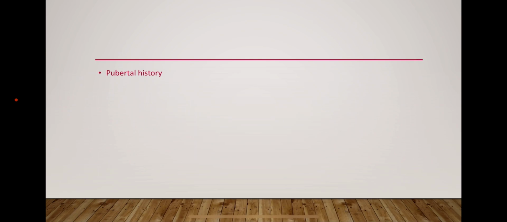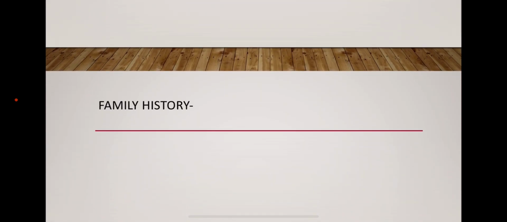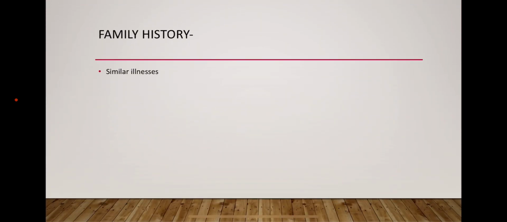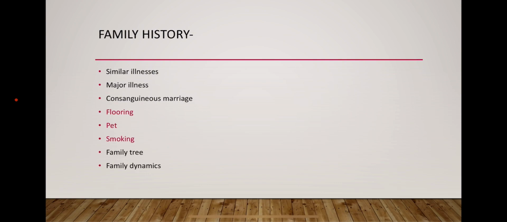Pubertal history is very important because of the growth failure, growth and development. Puberty could be delayed. Allergic history is very important because sometimes they are much more prone to have multiple allergies. Family history of similar illness, major illness, consanguineous marriage, and it's very important to ask 3 questions: flooring, is there any pet at home, any indoor smoking, and you have to draw the family tree.